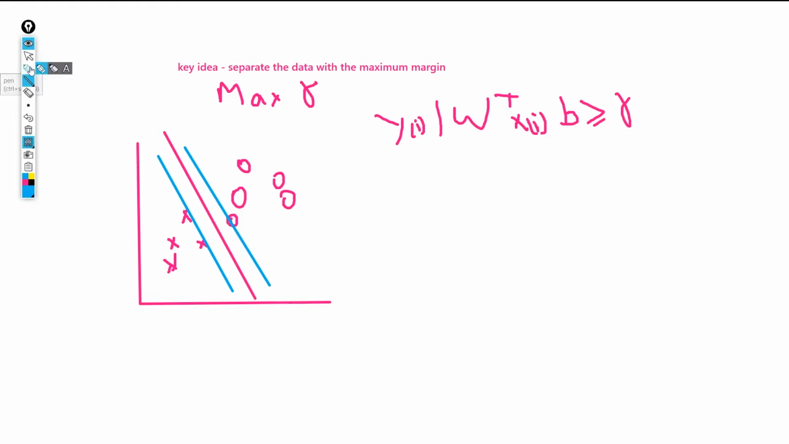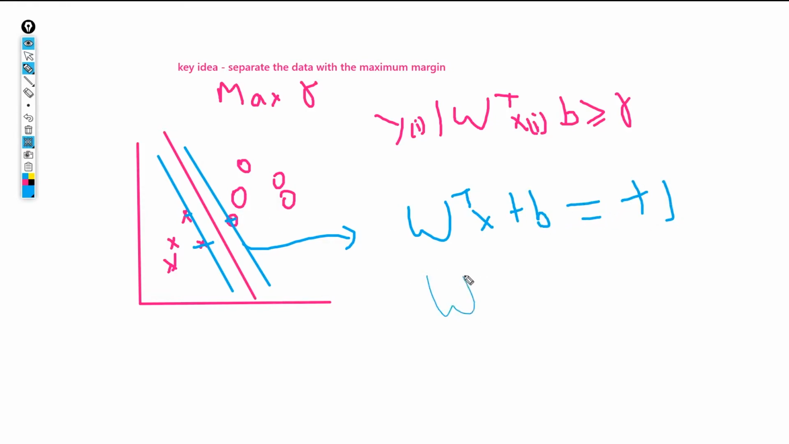Now these points are called support vectors, and we are going to make a line like them with the help of these support vectors. Now what will be the equation of these lines? The equation is going to be w transpose x plus b equal to plus 1 for this side, and w transpose x plus b equal to minus 1 on this side.